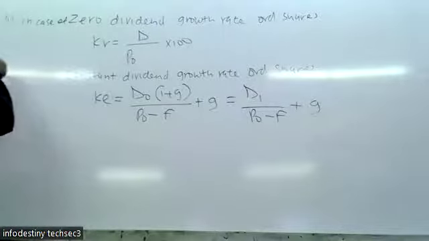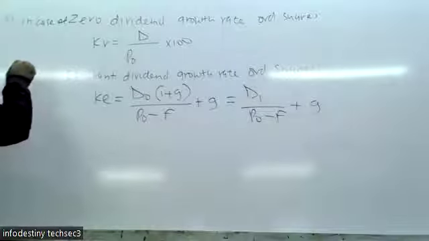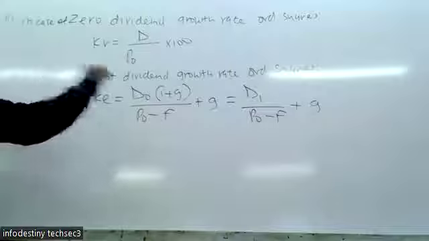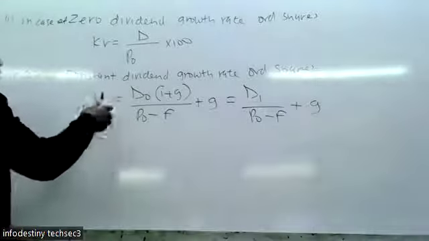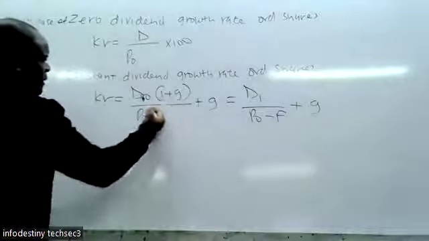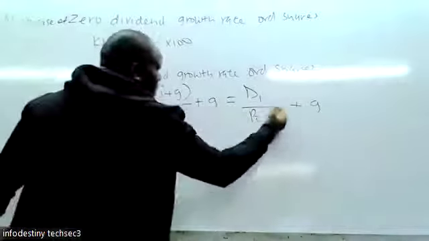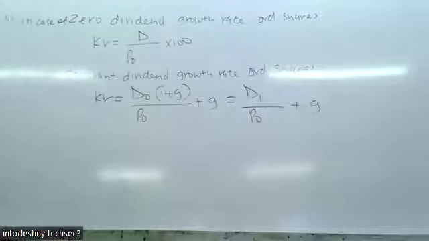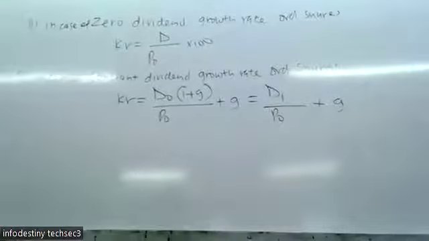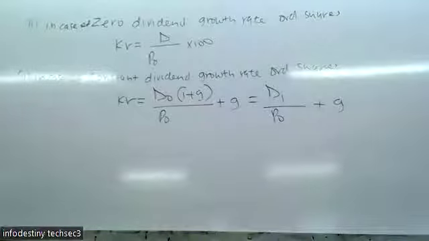We go to the Roman letter 2, which will be in case of constant dividend growth rate ordinary shares. Even this one, you change it to KR and you only exclude the flotation cost. The cost for the retained earnings is the same as the cost of the ordinary share, except there will be no flotation costs.